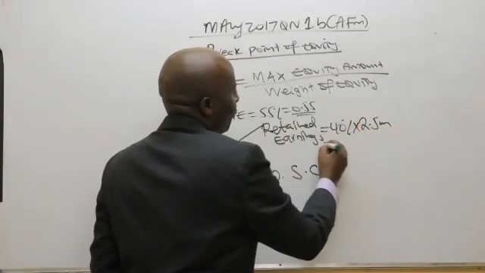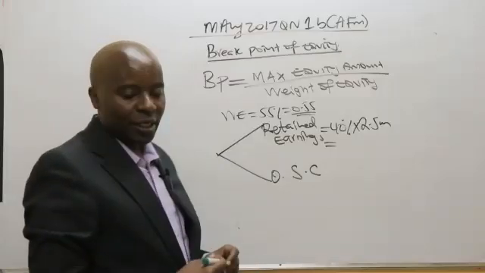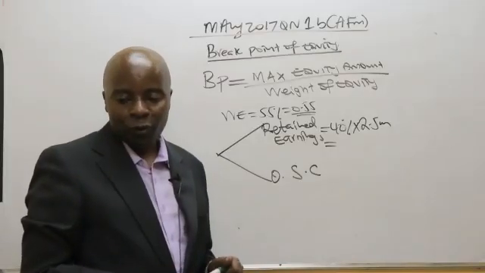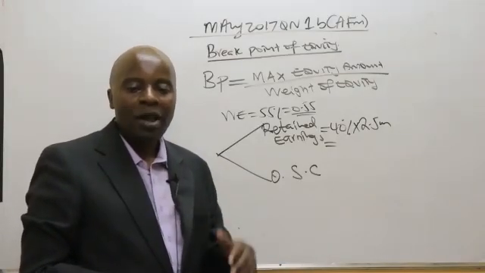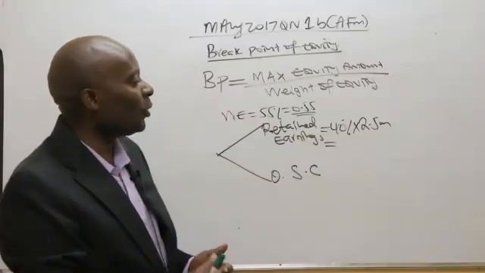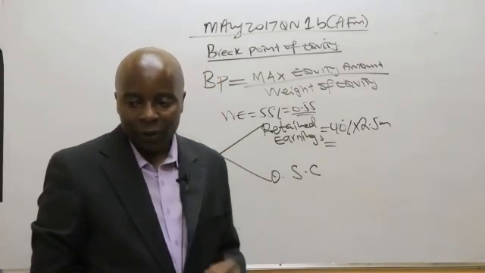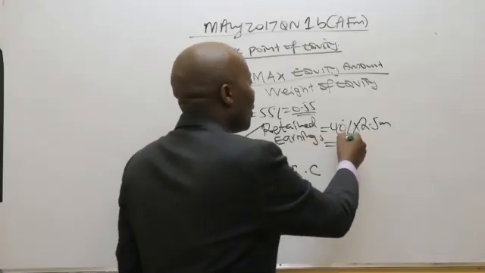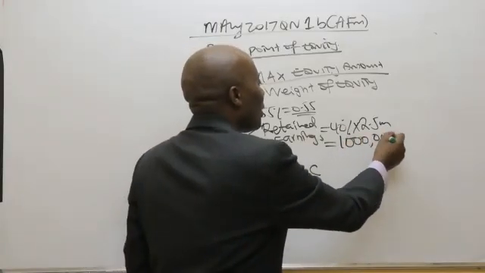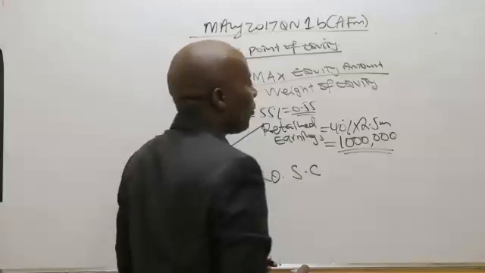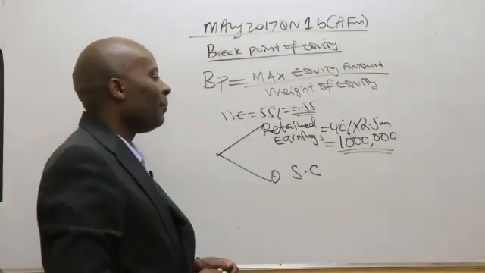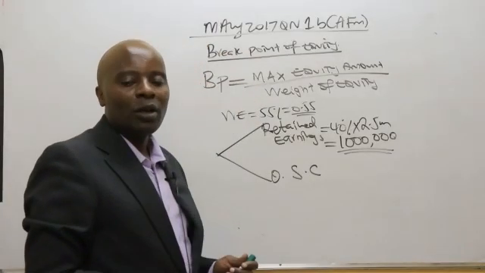So can somebody give me, what is 40% of 2.5 million? 40% times 2.5 million, that must be 1 million, if I'm not wrong. So 1 million retained earnings equals 1 million.